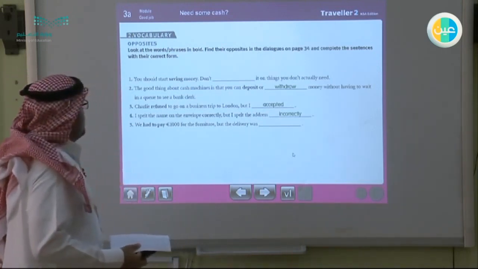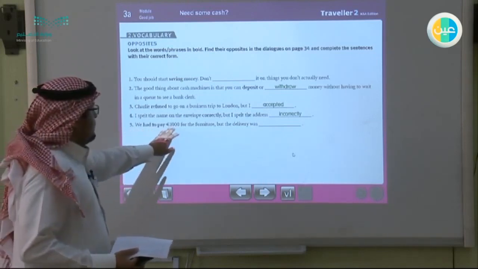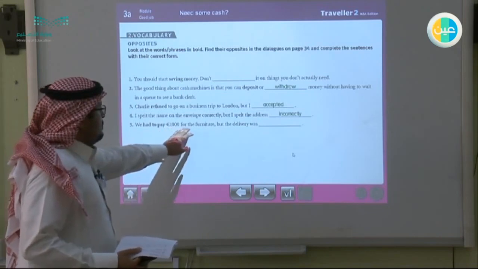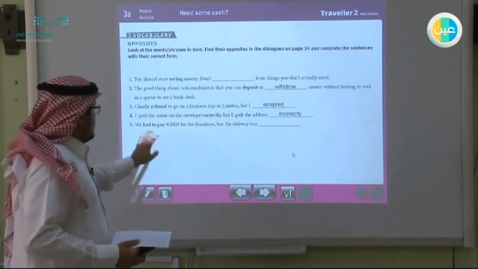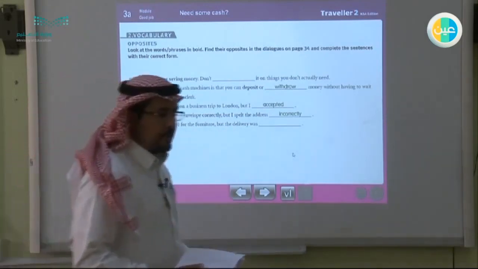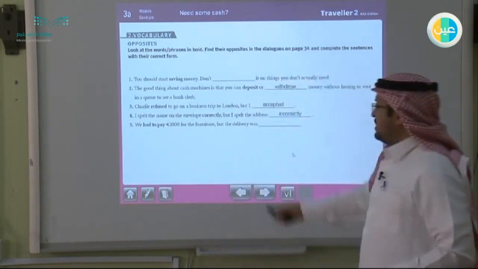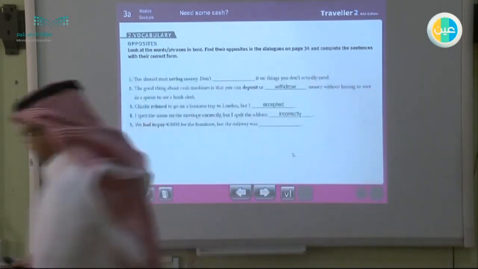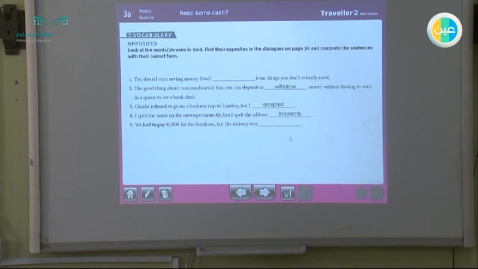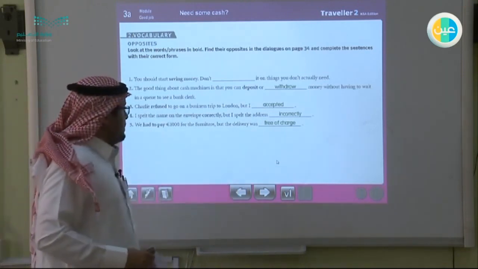The last exercise here: we had to pay €1,000 for the furniture, but the delivery was free. So you had to pay a big amount of money. Now, what about the delivery? What's the opposite of had to pay? Free of charge. Free of charge is the opposite of had to pay.